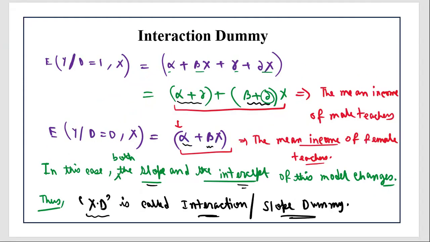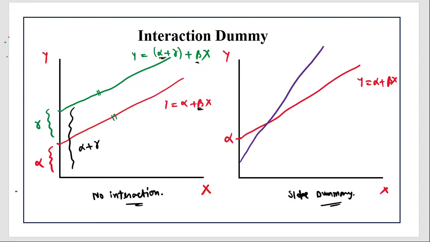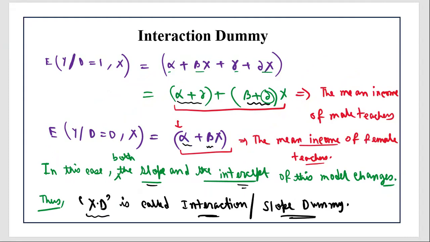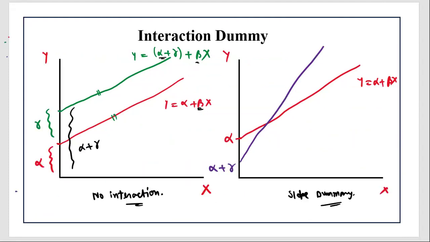See from this thing, the intercept will be alpha plus gamma, right? Alpha plus gamma. This will be the intercept, and what will be the slope? The slope will be beta plus delta. So the equation is something like this: alpha plus gamma plus beta plus delta into x. So the slope will be beta plus delta, where we consider delta to be negative.